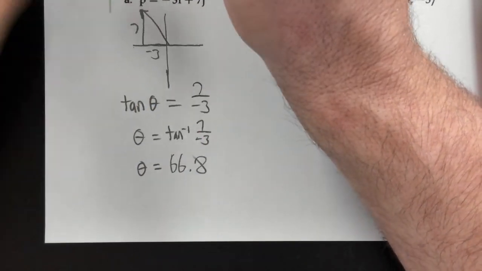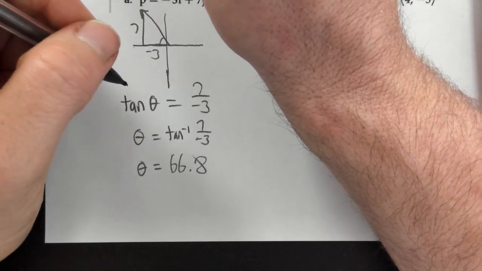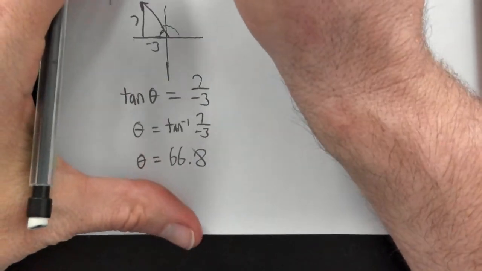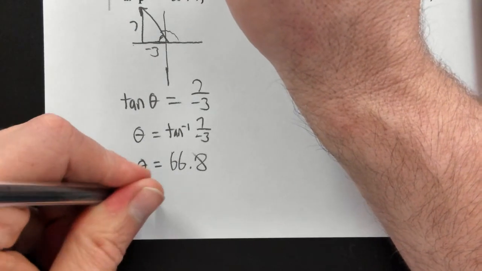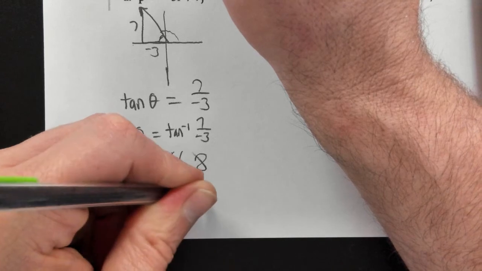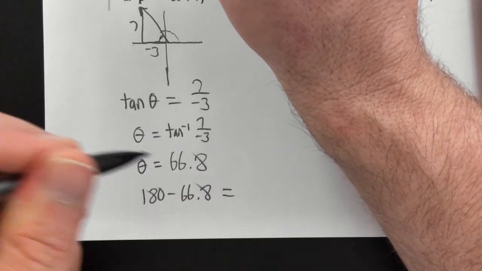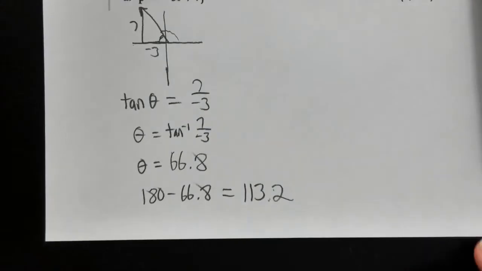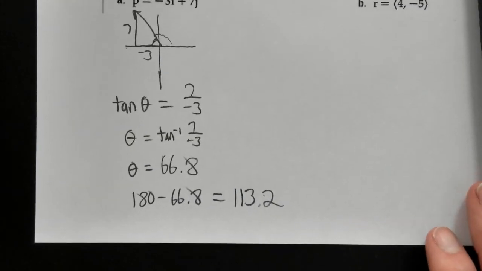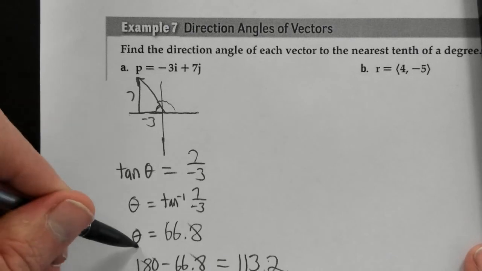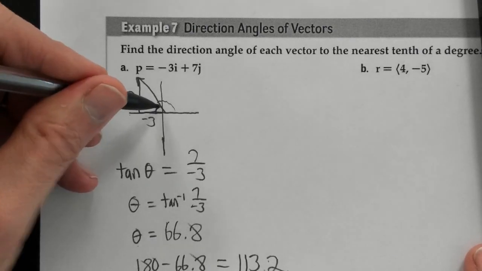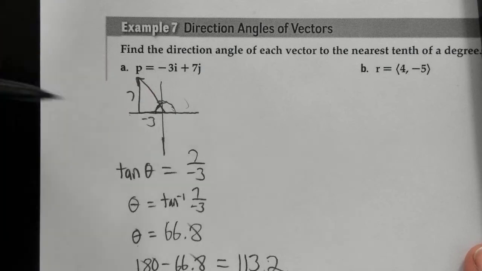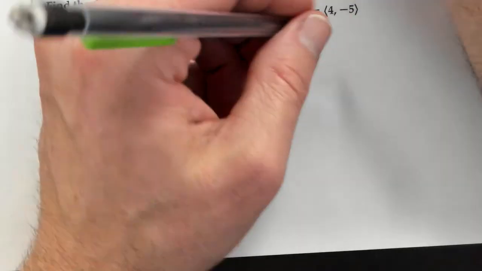All right. So that means this angle is 66.8. And so what do we need to do in order to get this angle? Well, I'm going to have to go 180 minus 66.8. So 180 minus 66.8, all right, equals 113.2. So 113.2 is going to be my direction angle there, right? So remember, when you first come up with this, the angle that you get is the angle inside the triangle, and you've got to use that to see if you need to add or subtract from it to get the full direction angle, okay? So be careful with finishing that up.